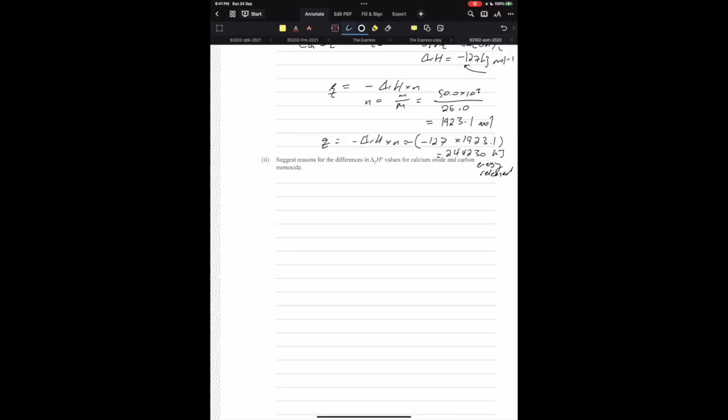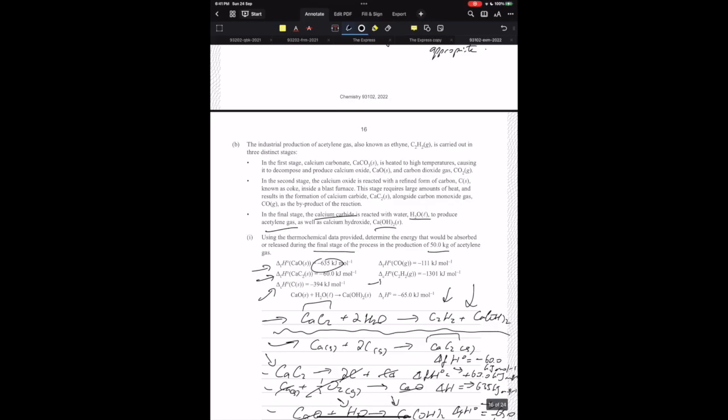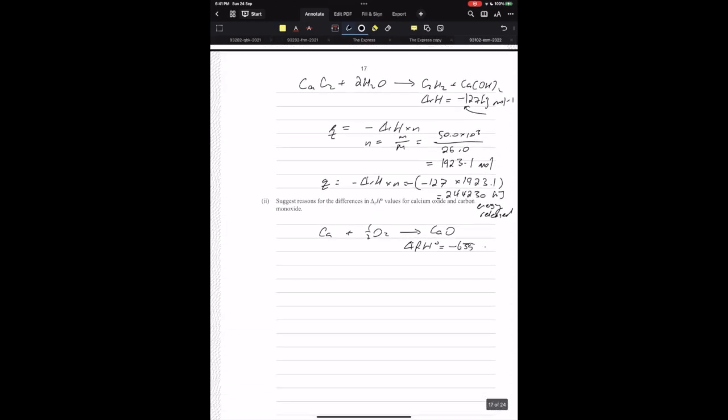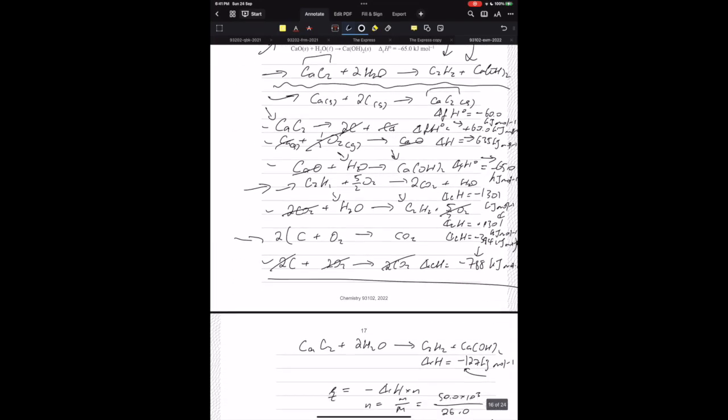So now we move on to part 2 of question 3b. Suggest reasons for the differences in formation enthalpy values for calcium oxide and carbon monoxide. So formation of calcium oxide would just be calcium plus half O2 gives us calcium oxide, and delta fH for this reaction is negative 635. And then the other formation is carbon plus half a mole of oxygen gives us carbon monoxide, and then delta fH would be negative 111.